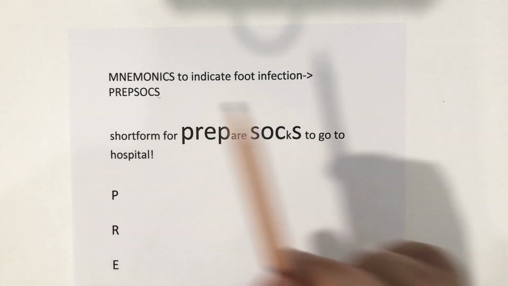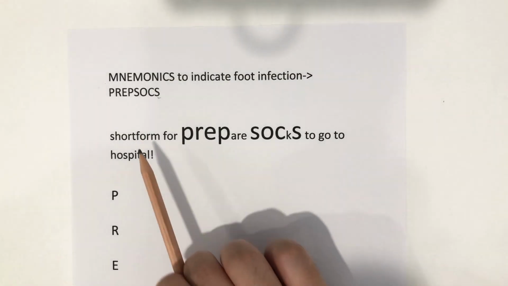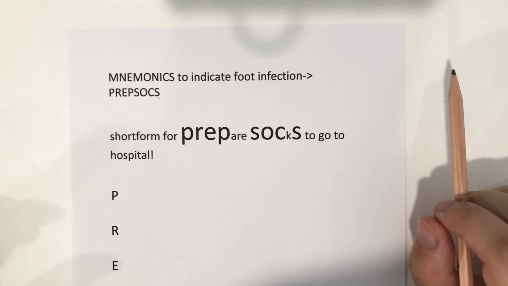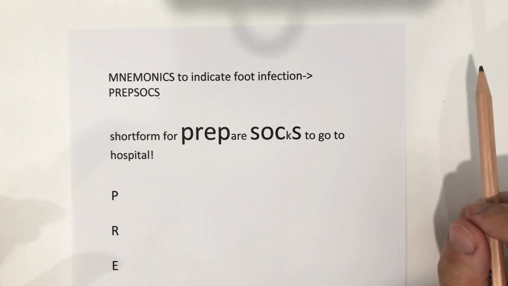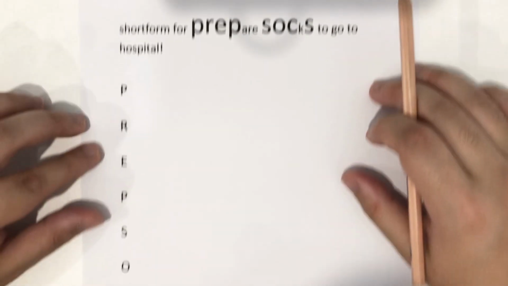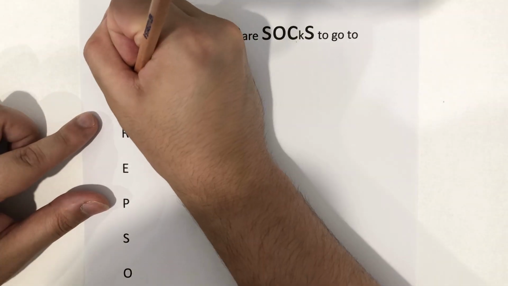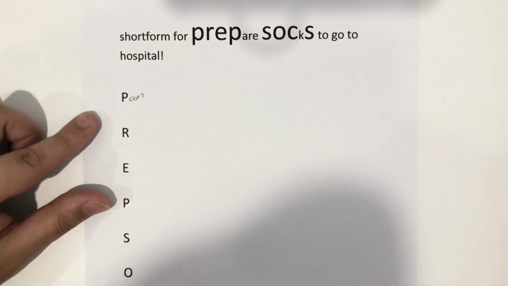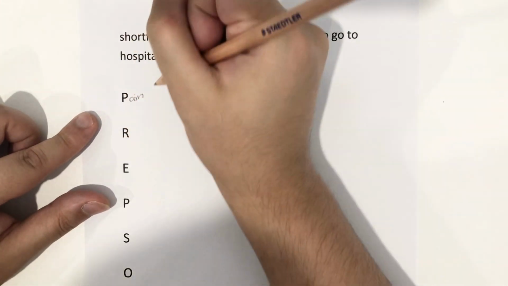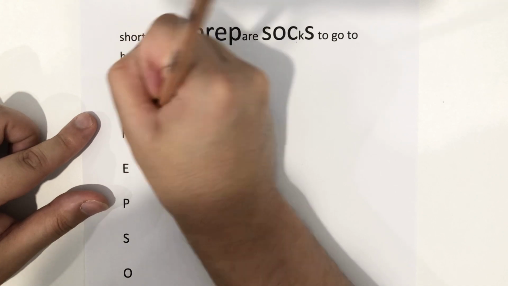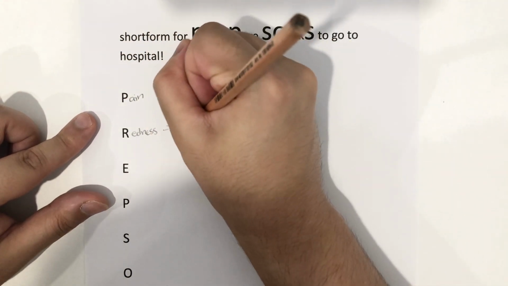Now going straight into it, the mnemonic to remember for the indicators of foot infection is PREP SOCKS, which is a short form for preparing your socks. This is because if you see these signs, you're preparing to put your socks on to go to the hospital. All right? So P is pain. R is redness that you can commonly find on the skin.